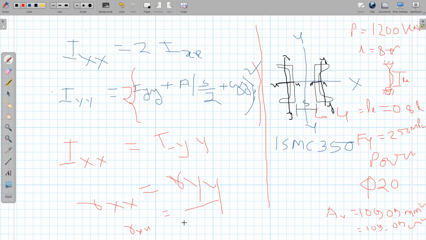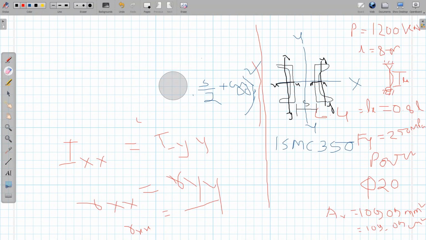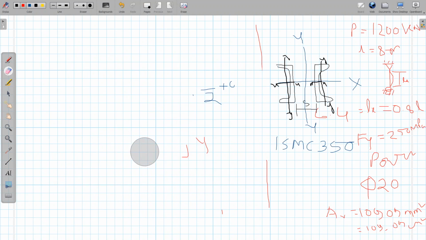So what will be the minimum radius of gyration? Because I am interested in finding the maximum lambda. The minimum radius of gyration for this combined or built-up section is the same in both directions. That's why I have done all these things. Same in both directions. So simply we can write, r minimum is equal to rxx of the individual section.